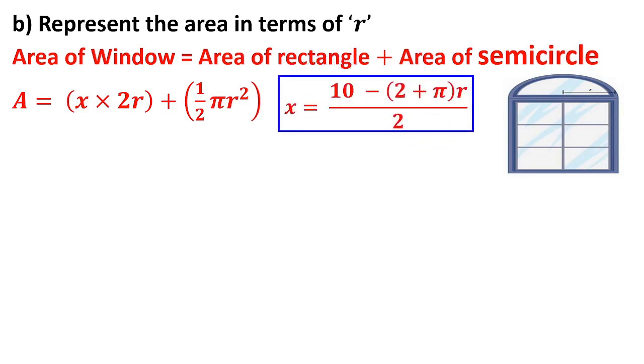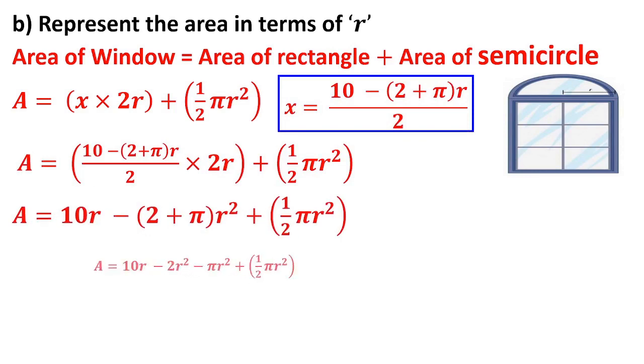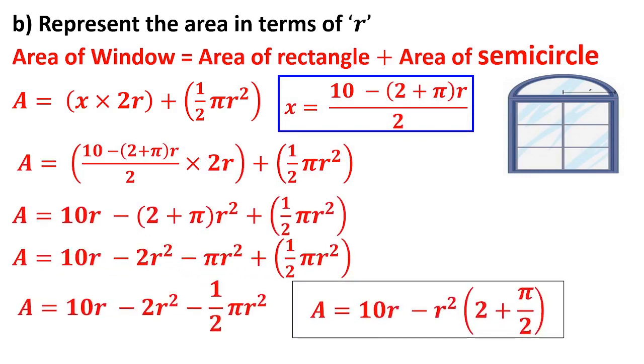And already we have found the value of x over there in the previous subdivision. Substitute over there, do the simplification. You will get the value of A as 10 r minus r square into 2 plus pi by 2. Be careful, this may be useful for you to find maxima minima.